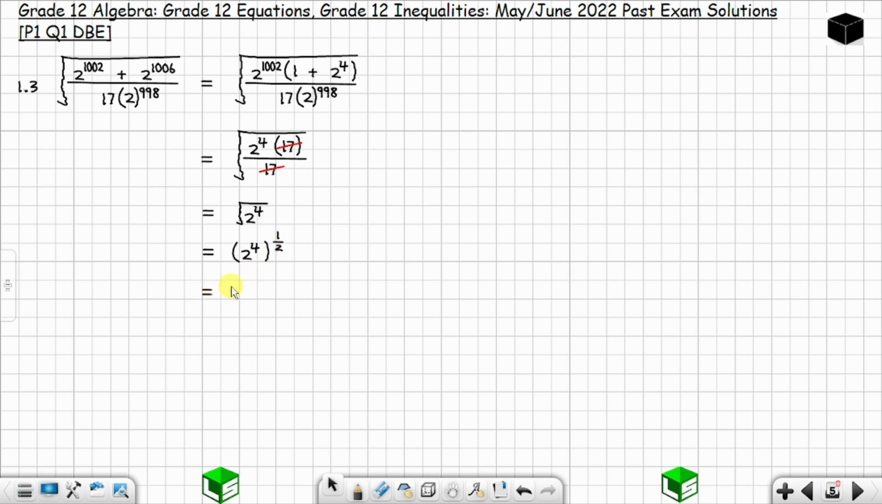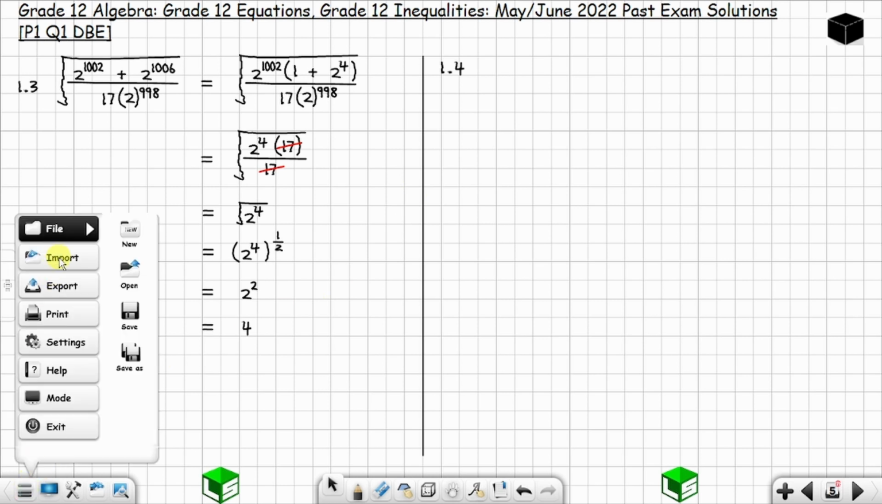And this is equal to 2 to the power of what? You take this exponent times this exponent. So you have 4 times a half, which is 2. And the final answer is 2 to the power of 2, which is 4, right? This is the final answer. Let's carry on. Let me put a line here. Now it's 1.4. Let me get the question again.